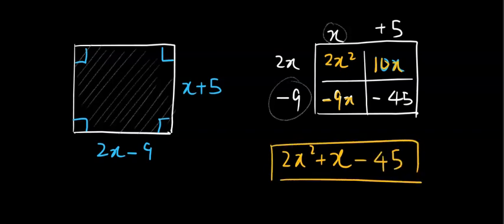There you have it. This is how we use a polynomial to represent the area. Sometimes it's a shaded area. Sometimes they just give you a color.